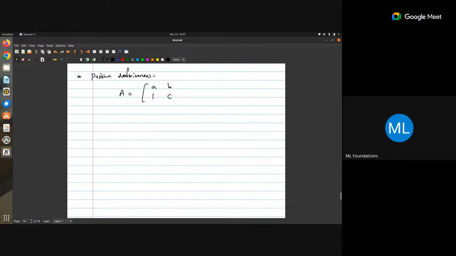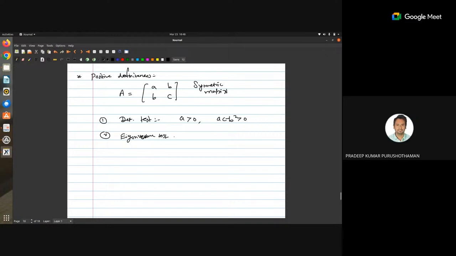But the general idea is that this should be a symmetric matrix. That is for definite. And symmetric means it definitely will become a square matrix. This is the property. Then first is the determinant test. First determinant: A greater than 0, and AC minus B square greater than 0. At least you check these two. I'll suggest that you just take these two.